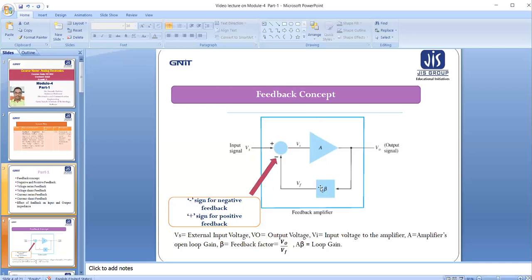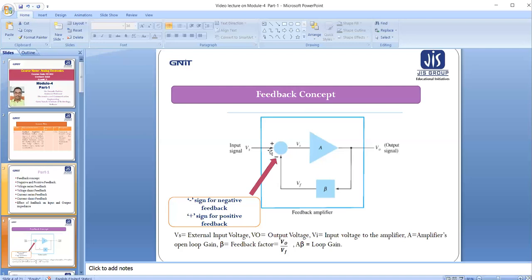But if this VF signal and the VS signal are connected to the positive side of the comparator, then their additive signal will go to the main amplifier. That means the input signal for the amplifier is much higher than the actual input. So in that case, the feedback mechanism is known as positive feedback. And we will study the effect of positive feedback in the next part. But today we will discuss only negative feedback.